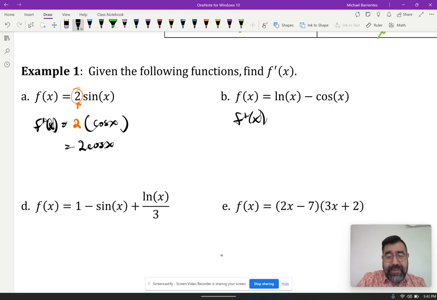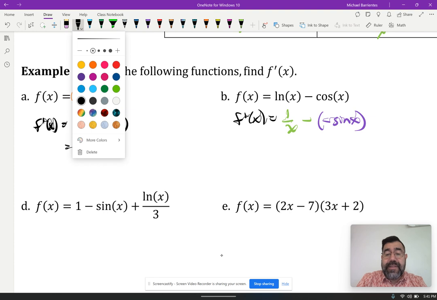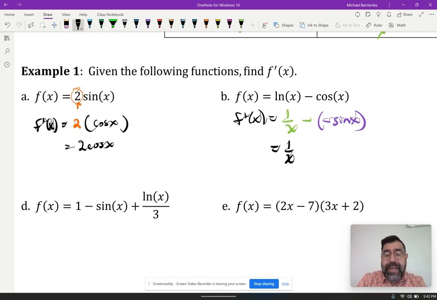Things like letter B here, again, straight from the shortcut rules. If I'm taking the derivative of the natural log of x minus cosine of x, well, remember there's a difference rule which says if I'm taking the derivative of two functions that I'm subtracting, all I have to do is take the derivative of the first function minus the derivative of the second function. But be careful, the derivative of cosine is negative sine, and therefore when I simplify this, this is going to equal 1 over x plus sine x. But that is my derivative function.